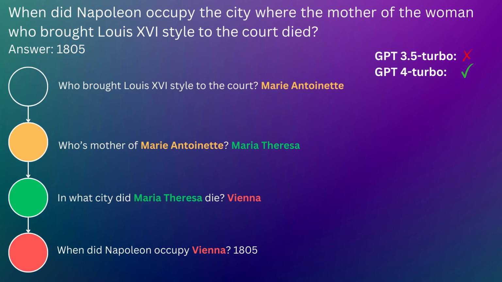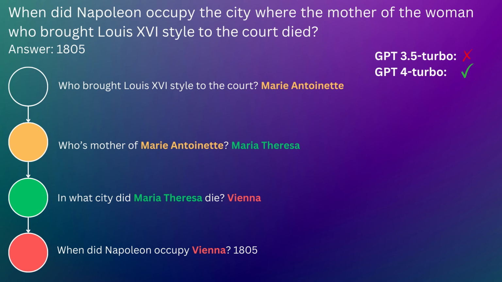The first hop is, who brought Louis XVI style to the court? And the answer to that is Marie Antoinette. And Marie Antoinette is then needed to answer the second question, which is, who's the mother of Marie Antoinette? And that is Marie Theresa. And the answer to that is needed to answer the third hop, which is, in what city did Marie Theresa die? And that is Vienna. And then the answer is needed to answer the final hop, which is, when did Napoleon occupy Vienna? And the answer to that is 1805.